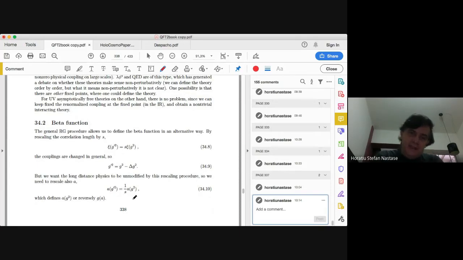But that means that we also define an a implicitly by these two relations. We also find an a as a function of g squared. So a of g prime squared is 1 over s times a of g squared. Or reversely, we find that there's a coupling that depends on a, g of a.